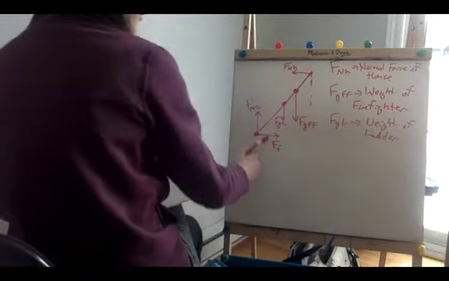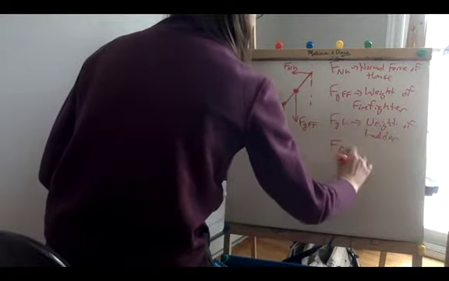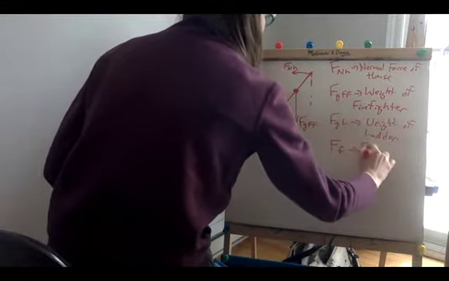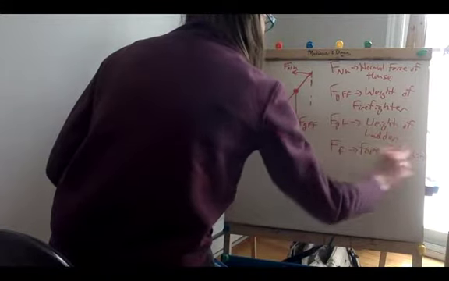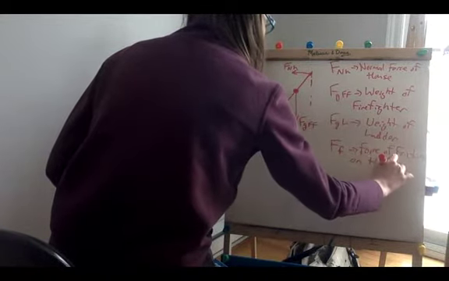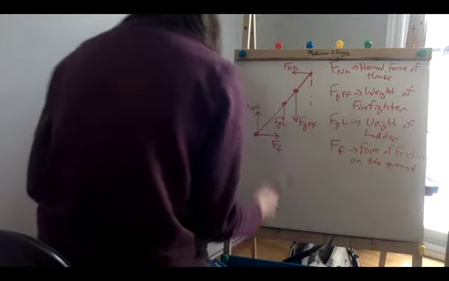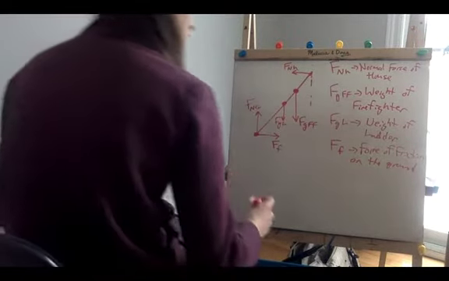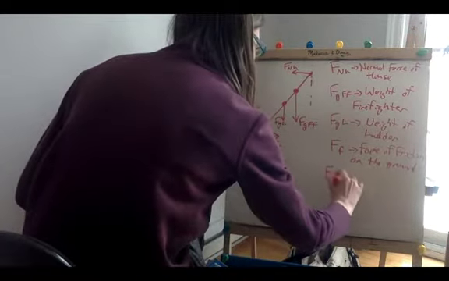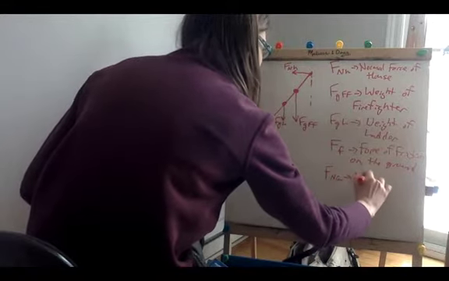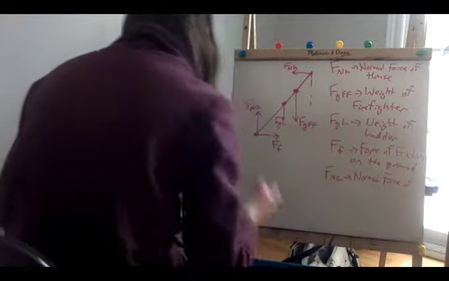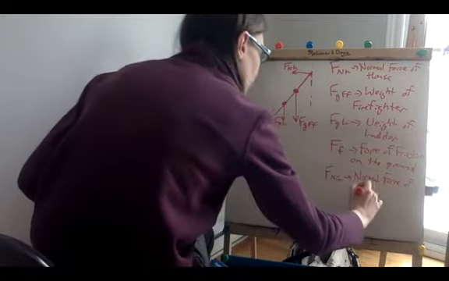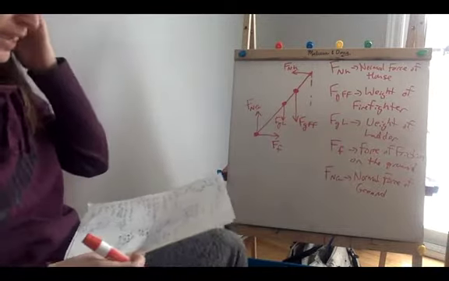Okay, this is our force of friction on the ground. Alright, so force of friction on the ground. And then finally we have our normal force here on the ground as well. Okay, so these are all of our forces that we have happening.